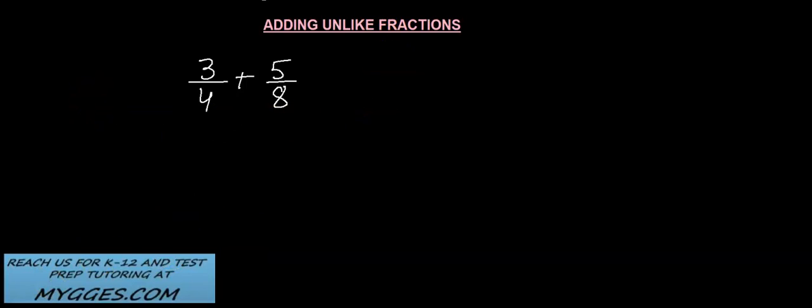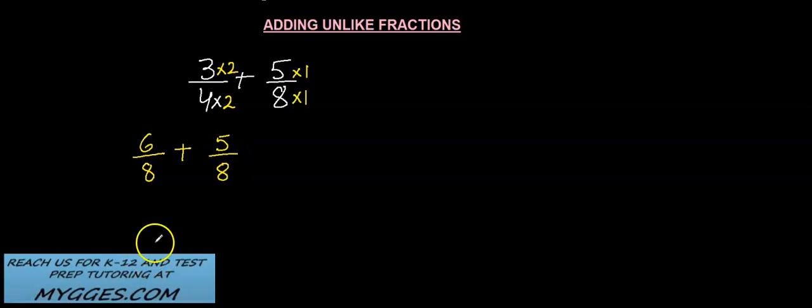Now since the LCM of 4 and 8 is 8, that means we have to multiply our first fraction by 2 and the second by 1. So that would be equal to 6/8 and 5/8. Now this is the same as like fractions. So we do the same steps as we did in like fractions. We take the denominator and simply add the numerators. So that would be equal to 11/8.